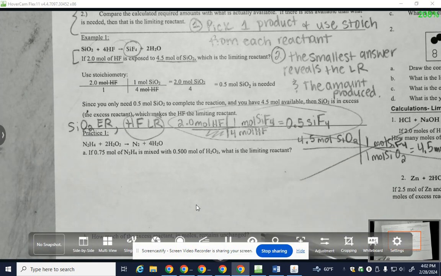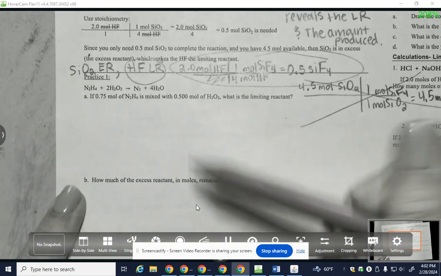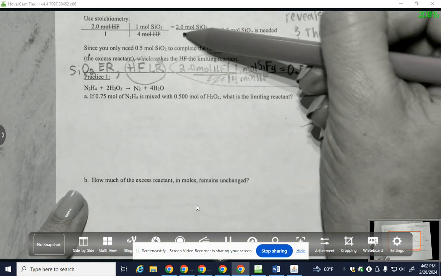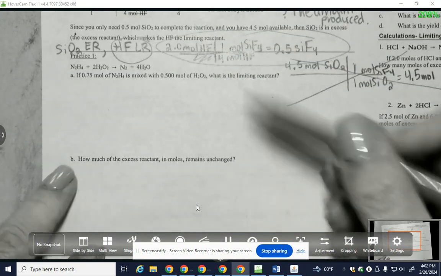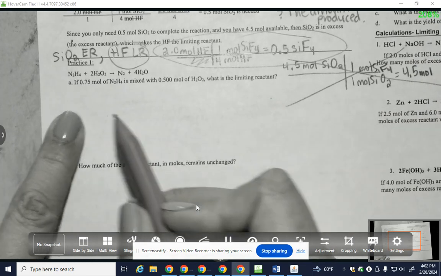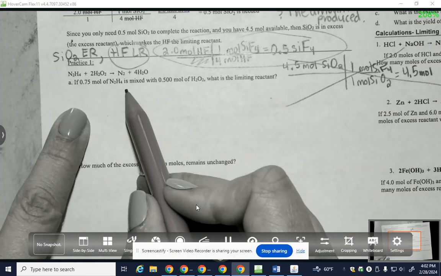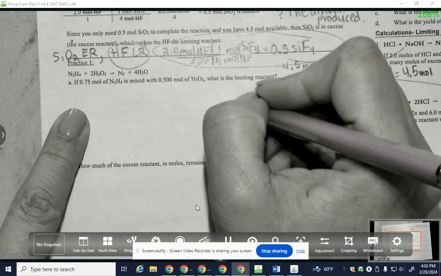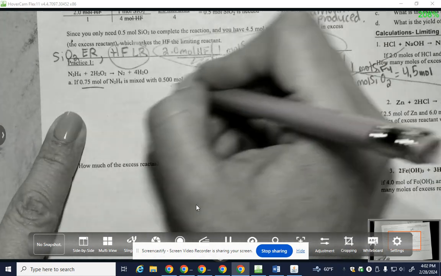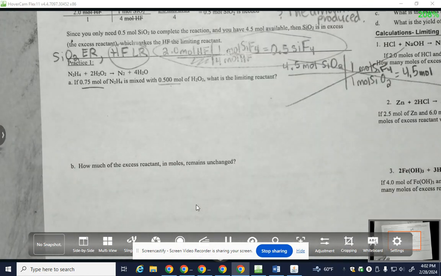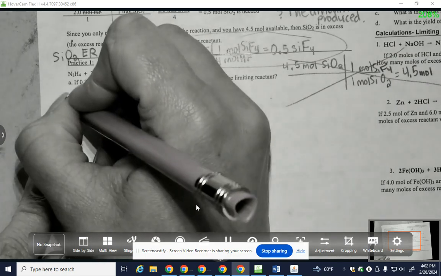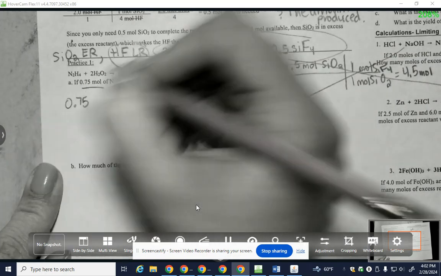Okay, so let's look at the first practice problem, and then I can go back and show you what the other method looked like. It says 0.75 moles of N2H4 is mixed with 0.5 moles of H2O2. So once again, 2 underlines meaning limiting reactant. It says, what is the limiting reactant or how much do we make? So we're going to go ahead and run 2 stoichiometry rounds.